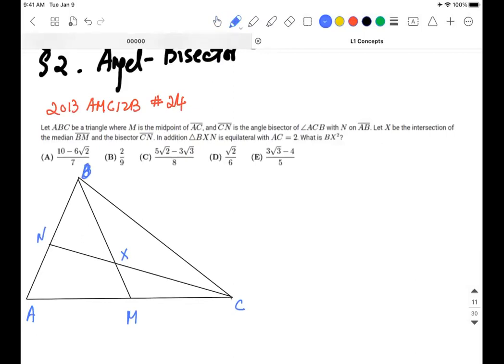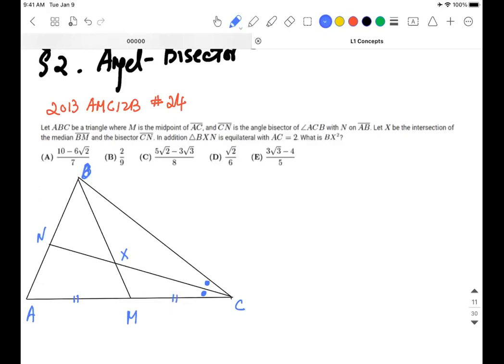Okay, let's have a look at it. The question says, let ABC be a triangle where M is the midpoint of AC. M is the midpoint, okay? And CN is the angle bisector of angle ACB. These two parts, angle bisector. Like I said, as long as you say angle bisector, most likely you're going to be using your angle bisector theorem. But let's wait for a sec.